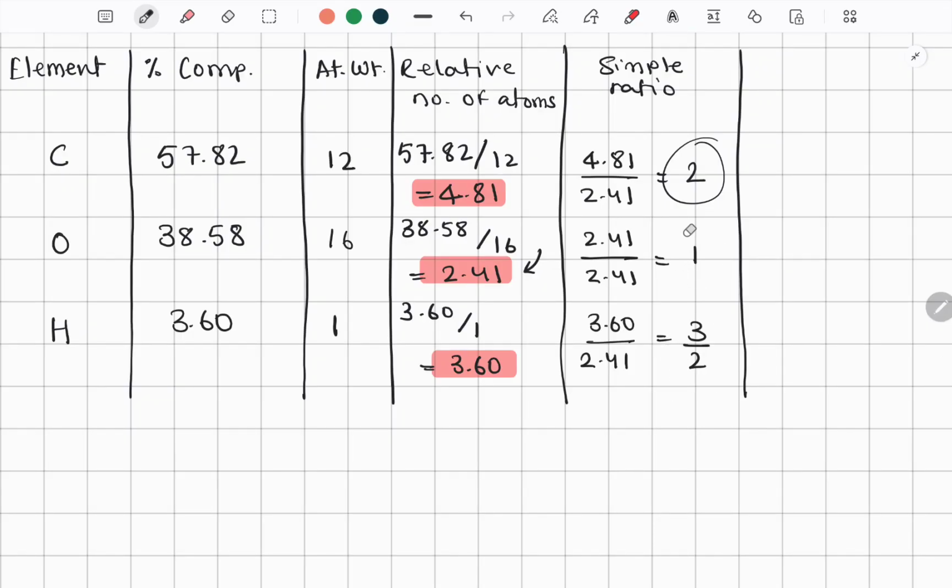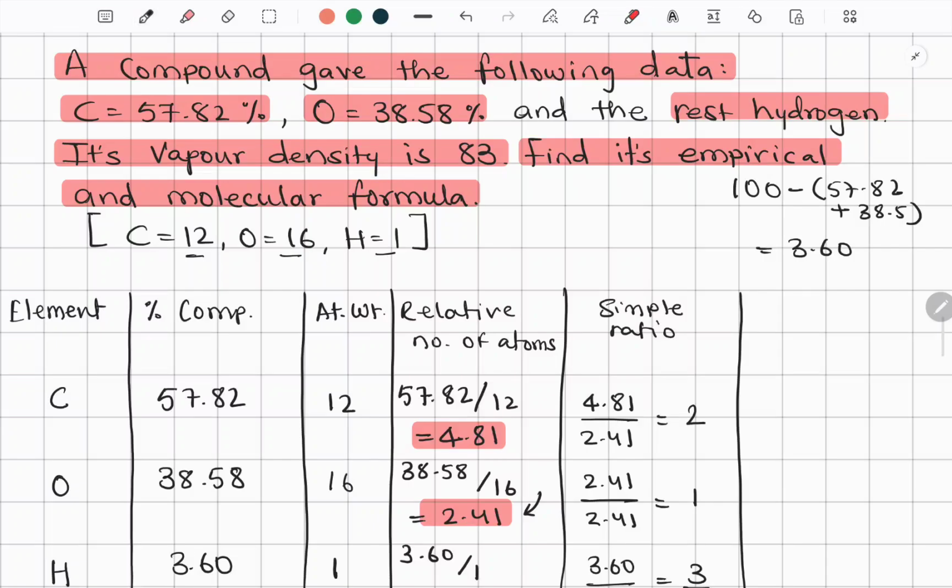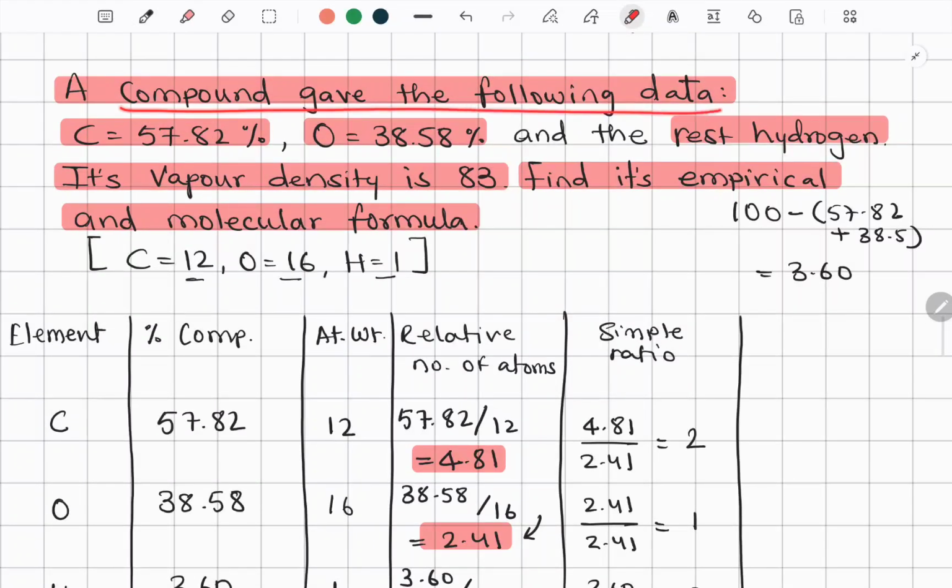Till now, what have we done? Let's revise. Basically we were solving this question in which the compound's data was given: the percentage composition of carbon was 57.82, oxygen was 38.58, and the rest is hydrogen. Vapor density was given as 83, which we haven't used till now, and they were asking us to calculate the empirical and molecular formula. So whenever it comes to calculating the empirical and molecular formula, how do we proceed with that?